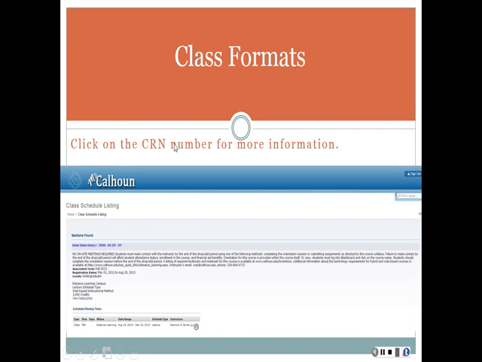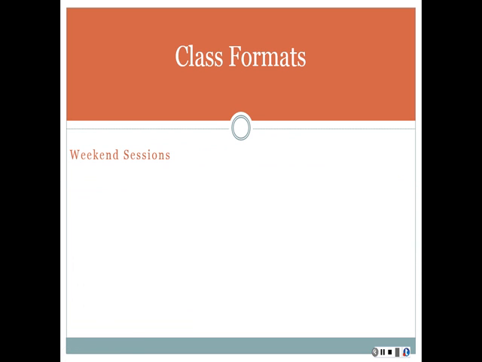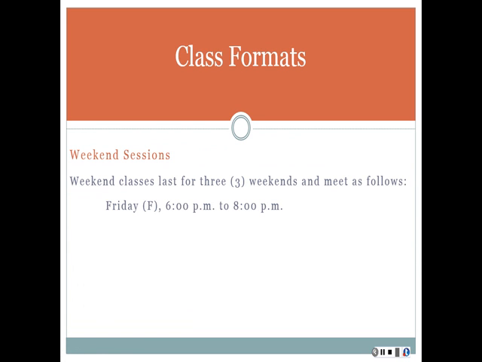If you click on the CRN number, you'll get more information. This is kind of the same information you find in the catalog, but it also gives a little bit more information as far as when and where you meet, which is important. Weekend sessions. Weekend classes last for 3 weekends and meet as follows. So first Friday, then there's Saturday all day from 8 to 2, and Sunday from 2 to 4:30.